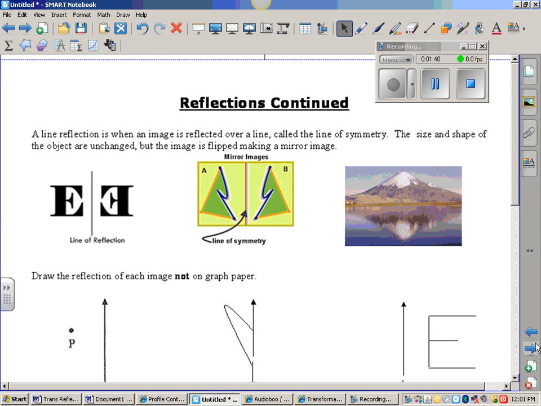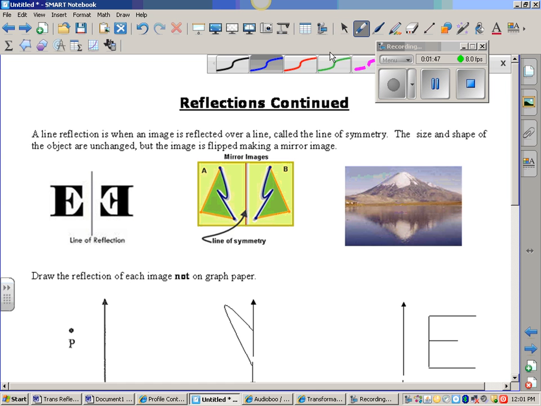So again, the line reflection is when an image is reflected over a line called the line of symmetry. It's very important to understand that and be familiar with that, because again, symmetry just means same. The size and shape of the object are unchanged, but the image is flipped, making a mirror image. I gave you a couple examples here in the pictures. Here's the E. When it's reflected over the line, it flips over it, and you end up with the image right here. Same thing is true with just basic shapes. Again, please notice that they're equidistant from the line of symmetry.